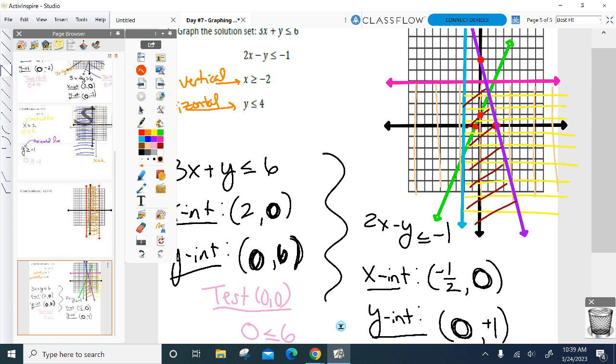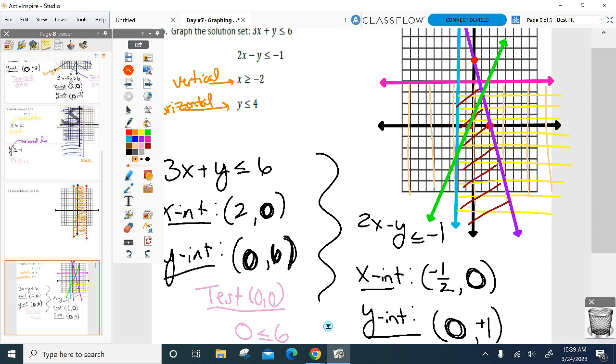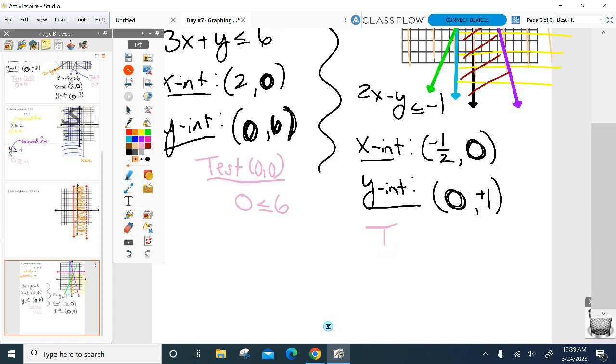And you ready now? Test. Is 0 less than or equal to -1? Is that true or false? 0 less than or equal to -1? True. Oh boy. I know. Oh, think of your number line where 0 and -1 would fall. Is 0 less than -1? That's false. False. So I got to shade away.